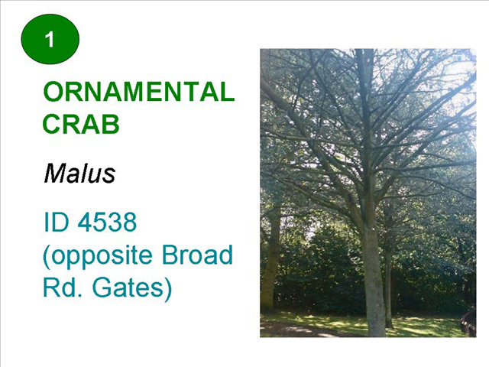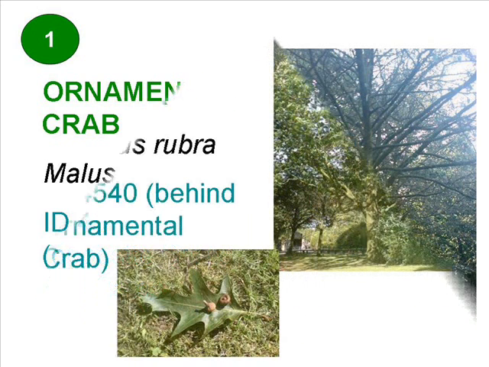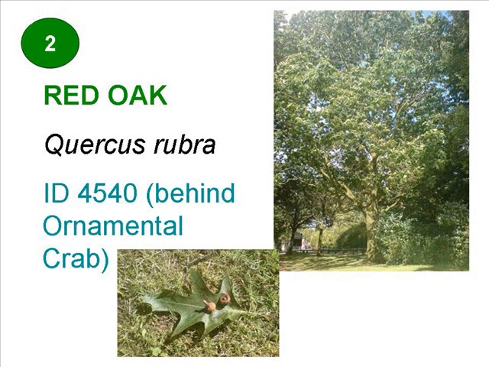We now move to the red oak, the second tree, which is just behind the ornamental crab. Our second tree is the red oak, ID 4540, which is situated in the field just behind the ornamental crab.